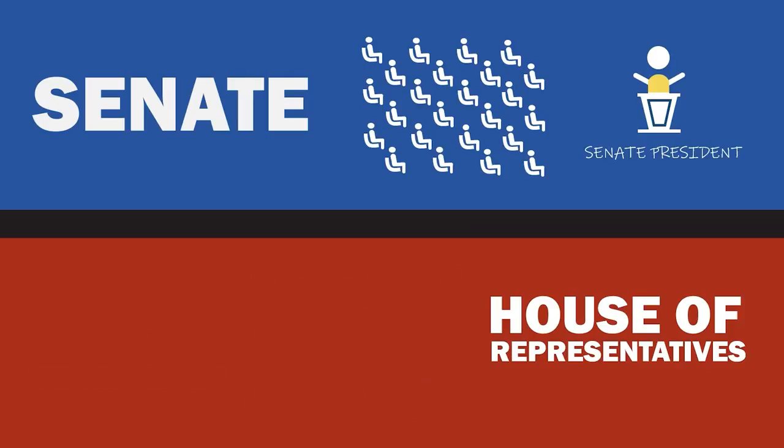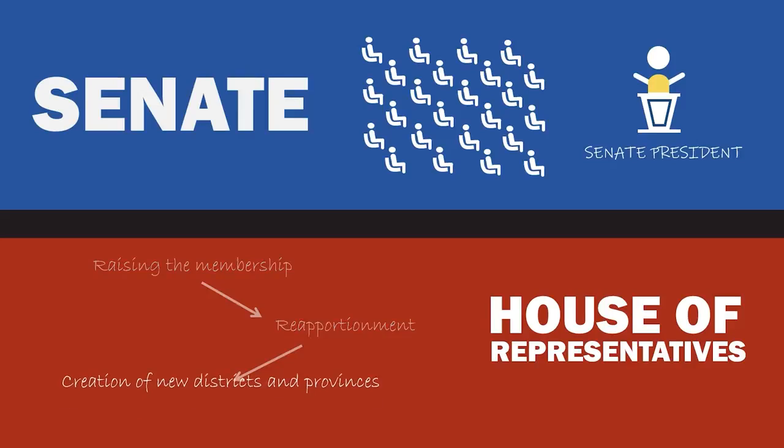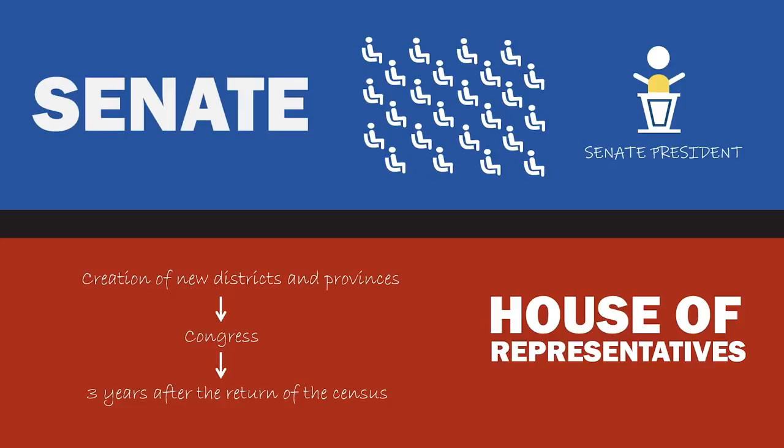Now, raising the membership of the House may be done through reapportionment. This process results in the creation of new districts and provinces. This must be done by Congress within 3 years after the return of the census in order to ensure that proportional representation is preserved. Now let's discuss the types of congressmen.